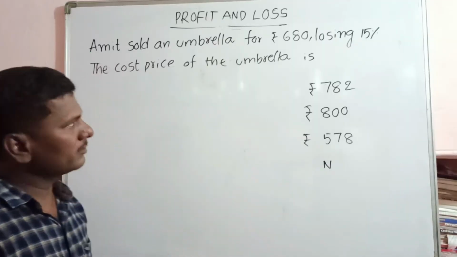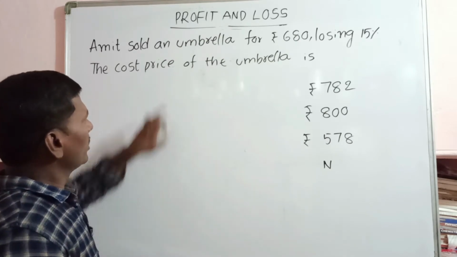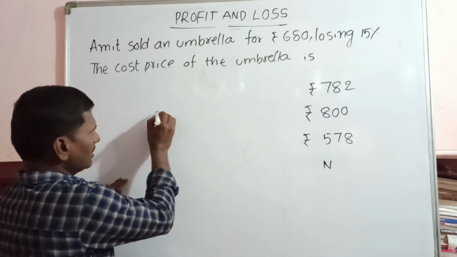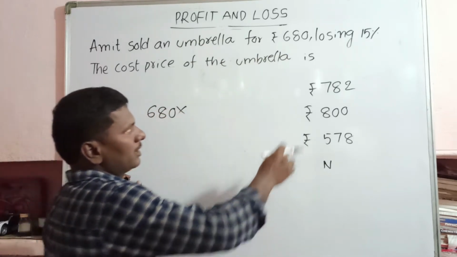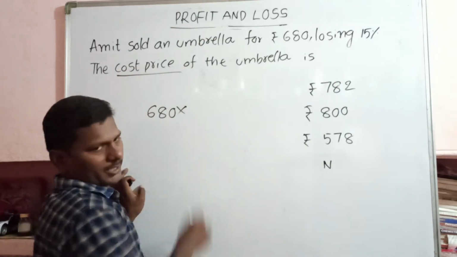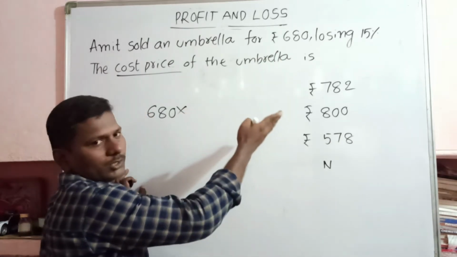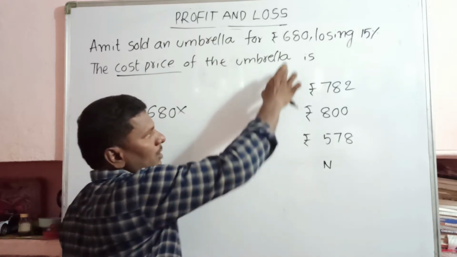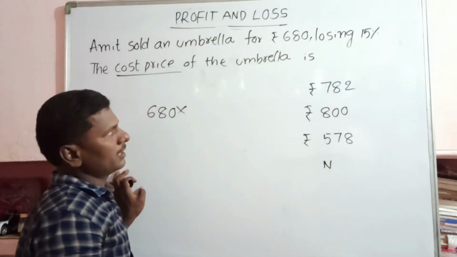Now we will solve the same question in another method. We are provided the selling price. Selling price is 680. There was a loss of 15%. We have to find out the cost price. When there was a loss, that article is sold for less than its cost price, so the answer must be more than this 680.